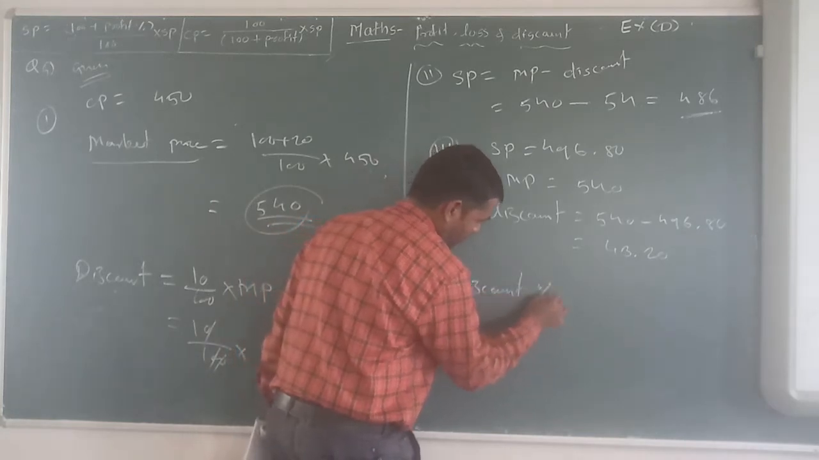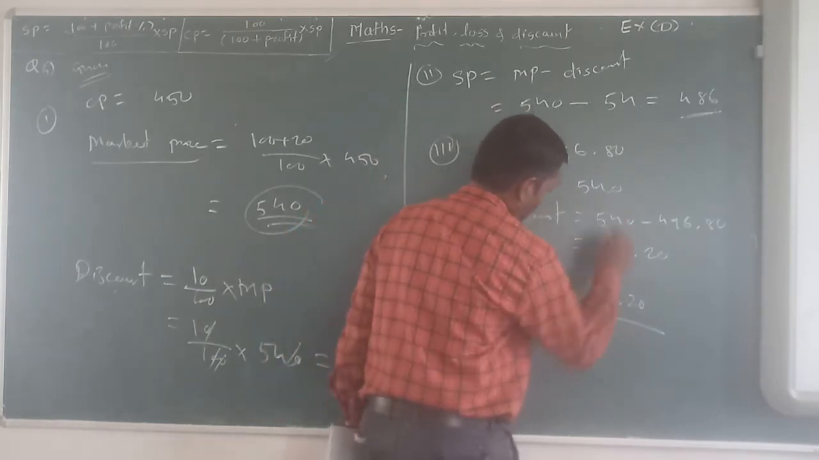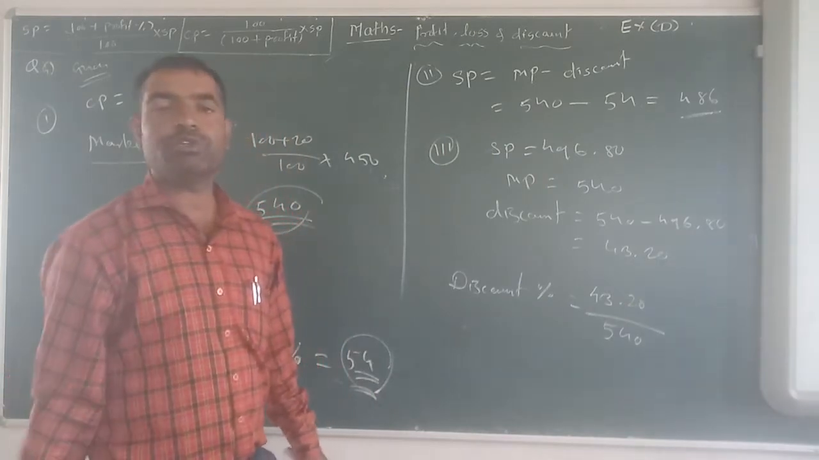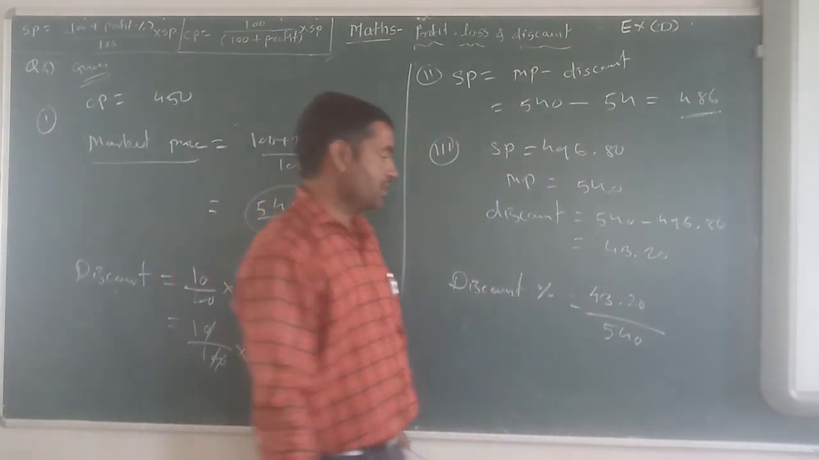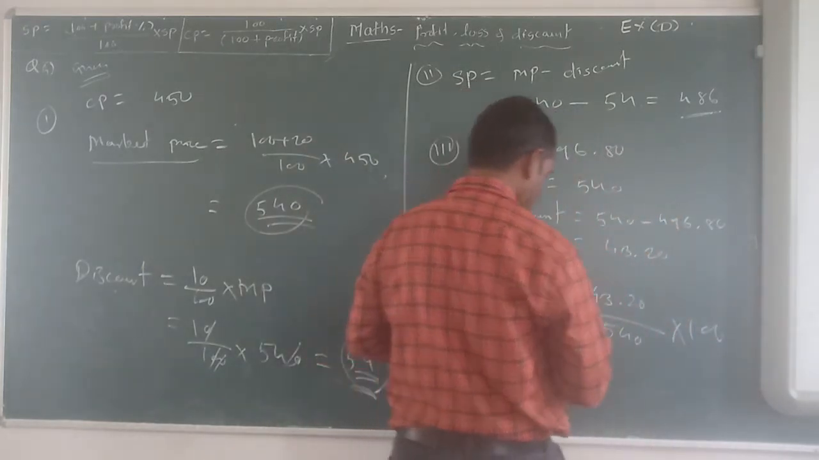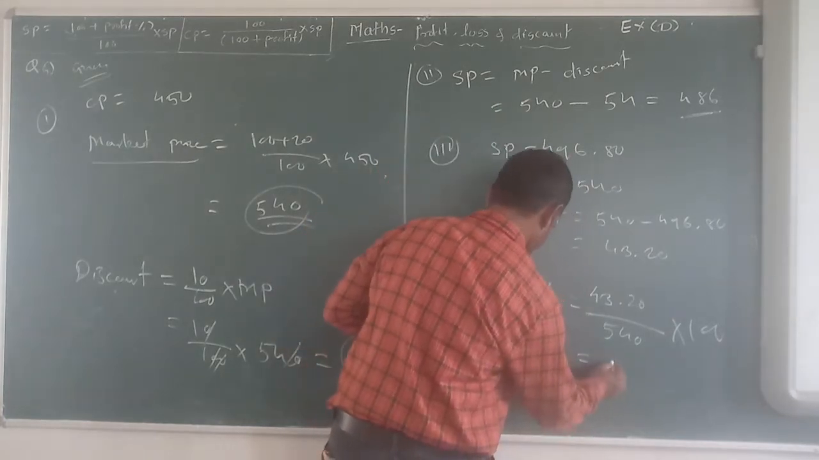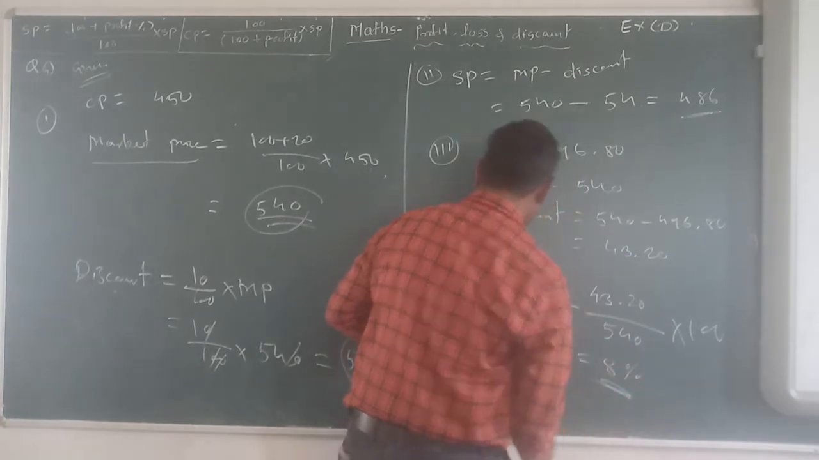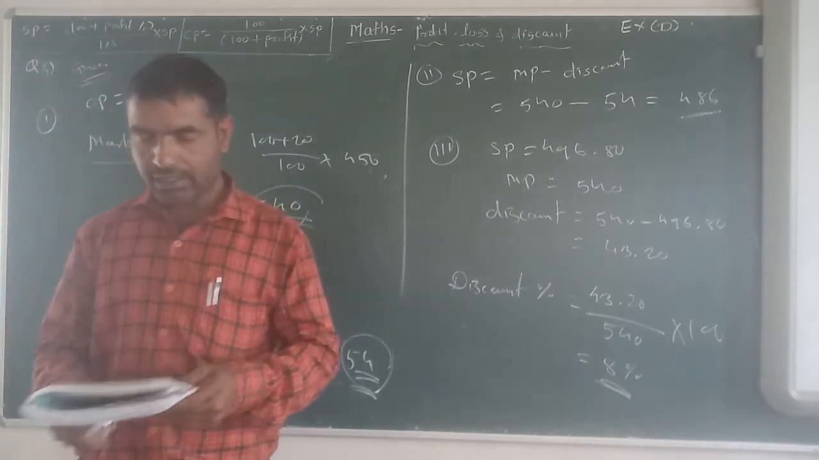So we can find the discount in percent. Discount percent will be 43.20 over how much is the MP? MP will be 540, because discount is always found with relation to the market price, whatever the market price is, and multiply by 100. You can do this calculation. So which will be 8%. How much discount is there? 8%. Okay. So after that we will see the next problem.